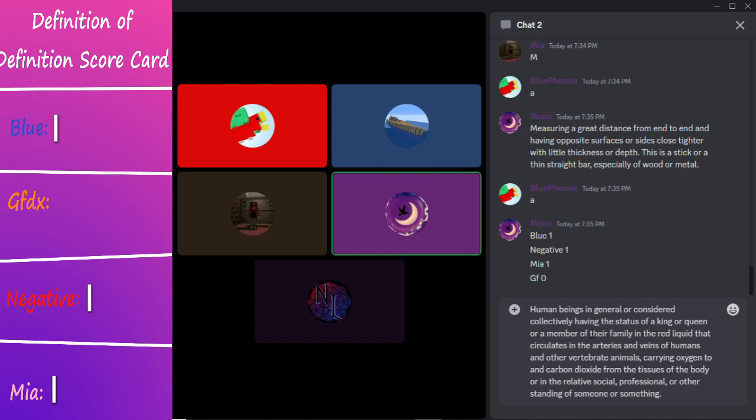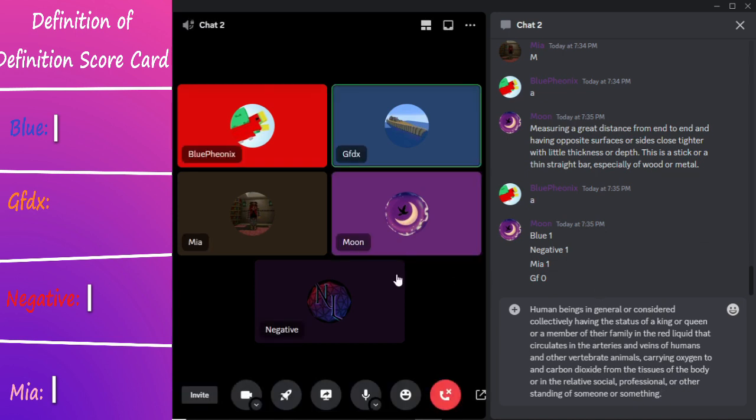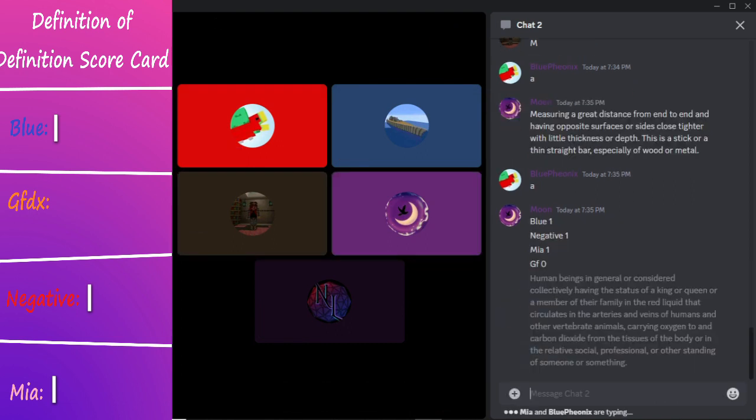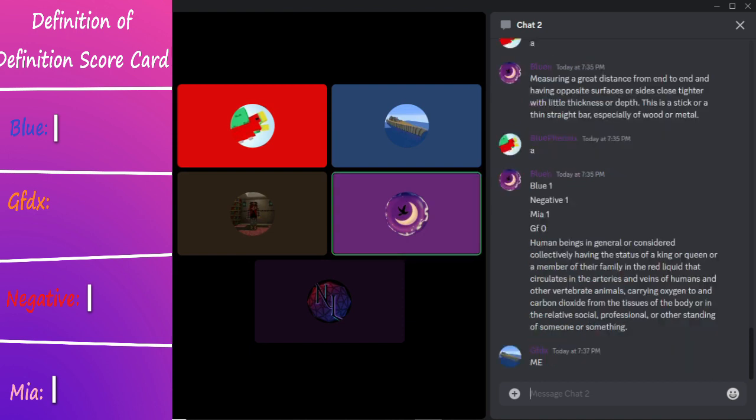This one I think is one of the easiest ones personally. But I have said that before, and then no one ever gets it, so I could be wrong. It's human beings in general, or considered collectively, having the status of a king or queen or a member of their family, in the red liquid that circulates in the arteries and veins of humans and other vertebrate animals, carrying oxygen to and carbon dioxide from the tissues of a body, or in the relative social, professional, or other standing of someone or something. Okay, so you guys can race for it in 3, 2, 1, go.